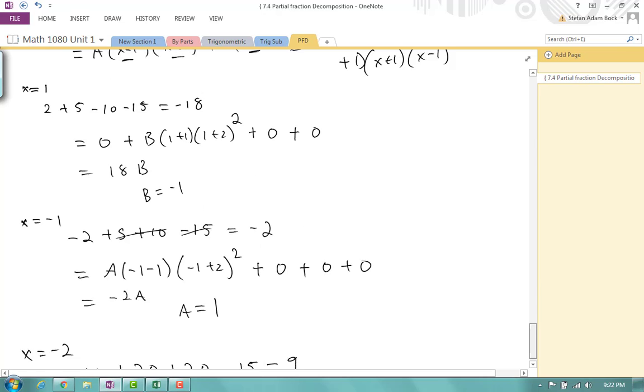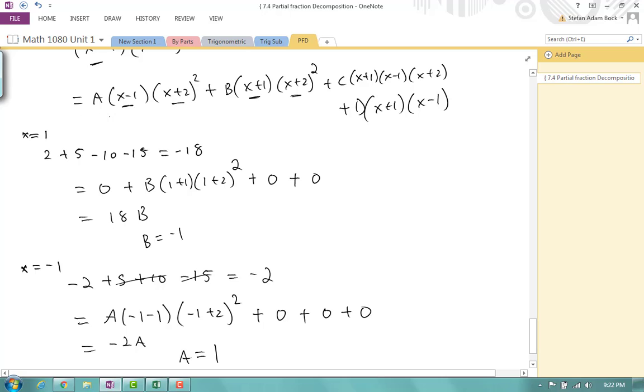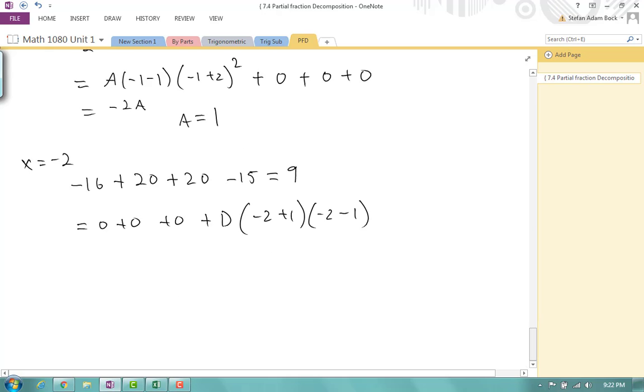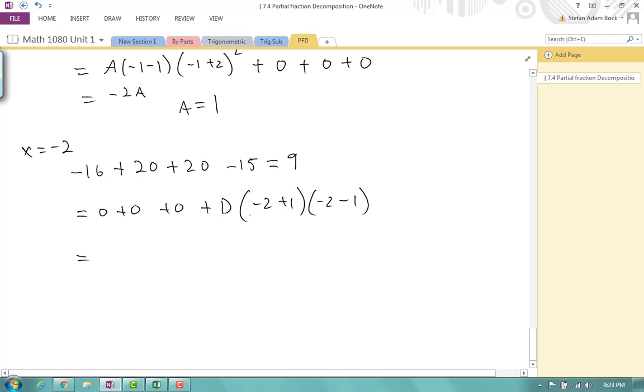Now if I plug minus 2 into the right hand side, I'm going to have a 0 for the a term, a 0 for the b term, a 0 for the c term, and I'll have whatever d is. So I'll have 0 plus 0 plus 0 plus d times minus 2 plus 1 times minus 2 minus 1, which is equal to minus 2 plus 1 is negative 1, minus 2 minus 1 is negative 3, so I have d times minus 1 times minus 3, which is 3d, which means d is equal to 3.